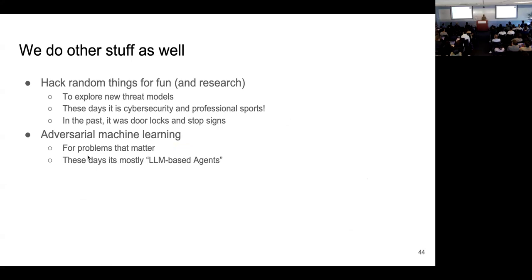One thing I'd like to do is that I have a bunch of side projects, and the side projects are almost always about hacking things. And the science there is to explore new threat models. These days it's between cybersecurity and professional sports. In the past it was a bunch of things, including these don't stop signs that Gene mentioned. The other thing is adversarial machine learning, primarily because my students want to do adversarial machine learning. But I've been on and off in this field for 10 years at this point.